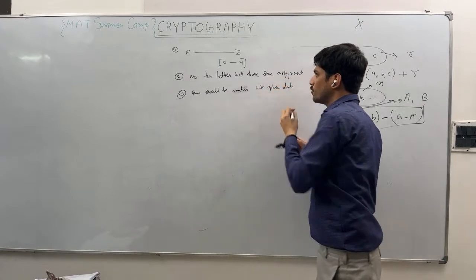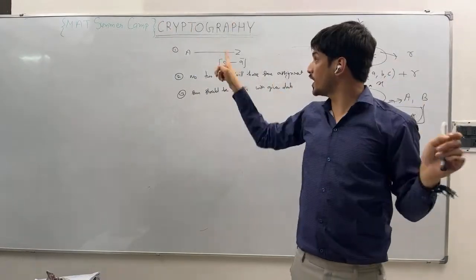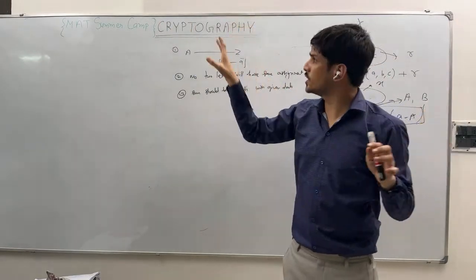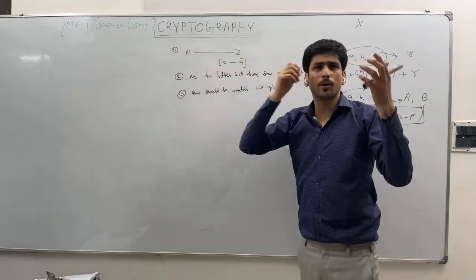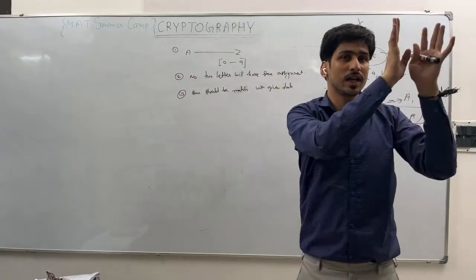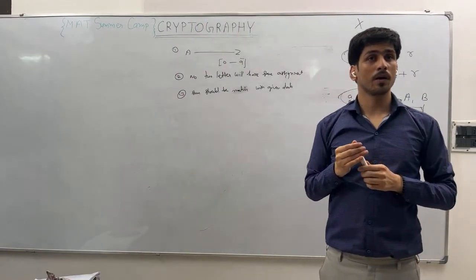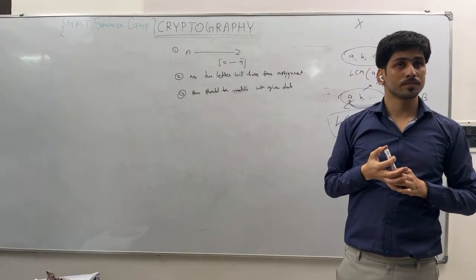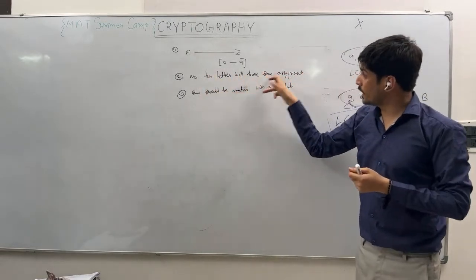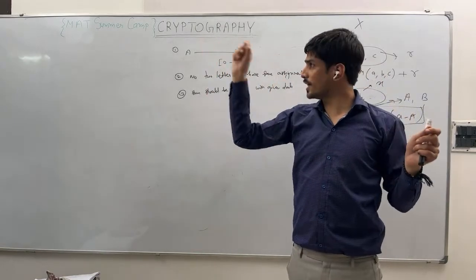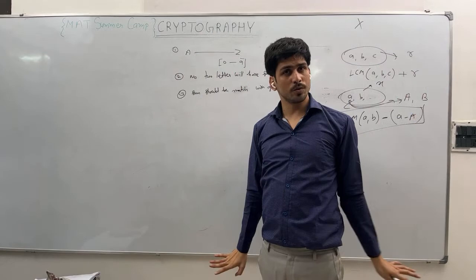So we have 3 rules. First, we'll have letters A to Z. Each letter I can assign 0 to 9. This is a different type of problem called the crypt arithmetic problem. Next, no two letters will have the same assignment. Let's say if I'm assigning A equal to 0, now the remaining letters I cannot assign equal to 0.